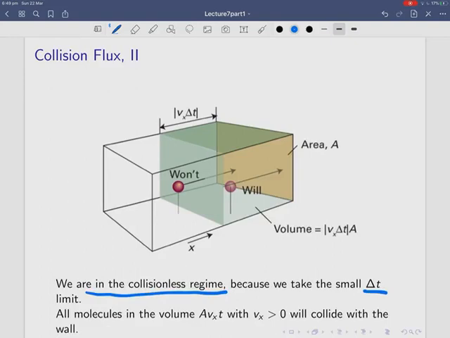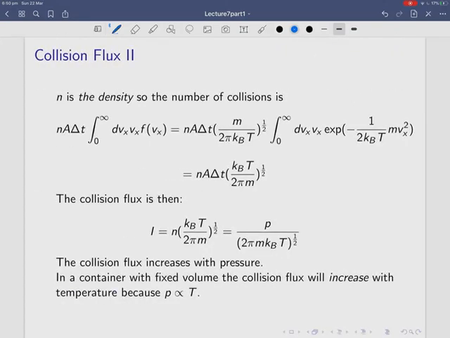Okay, so all molecules in the volume Vx delta t with Vx greater than 0 will collide with the wall. So I just multiply by the area to get the volume. So this gives me the volume of this thing here. All the molecules which are in that volume will collide with the wall, if Vx is big enough.